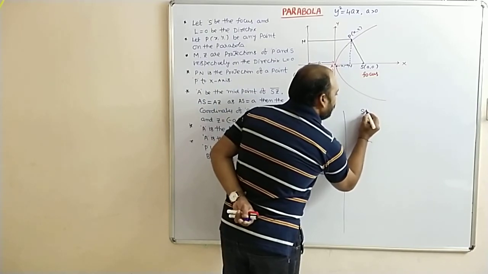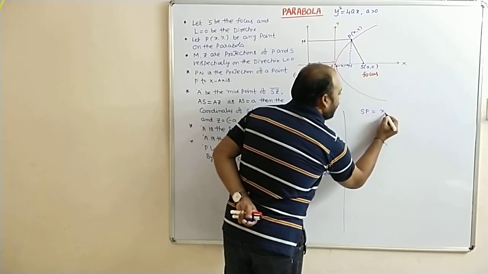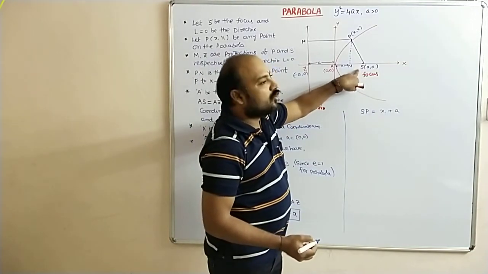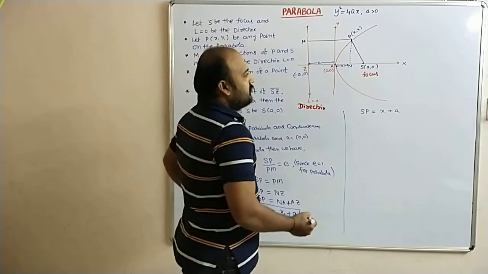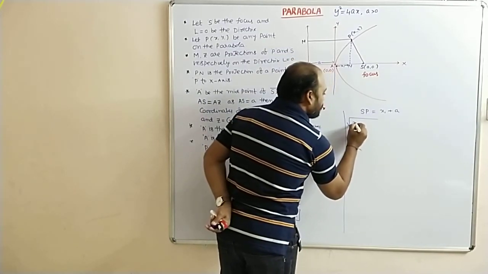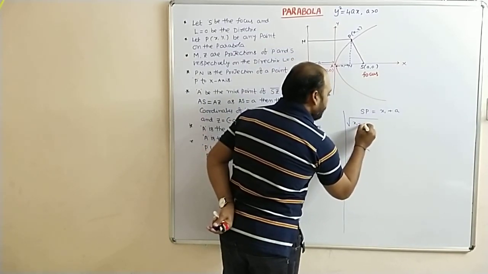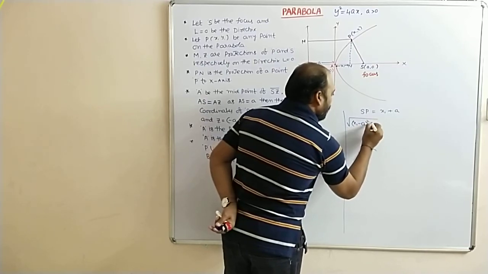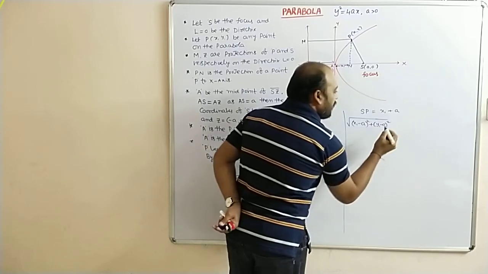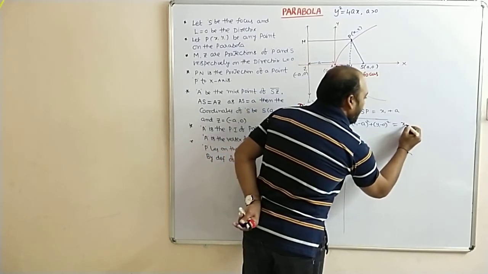SP is equal to x1 plus A. What is the meaning of SP here? Distance from focus to the point on the parabola. So square root of (x1 minus A) whole square plus (y1 minus 0) whole square is equal to x1 plus A.